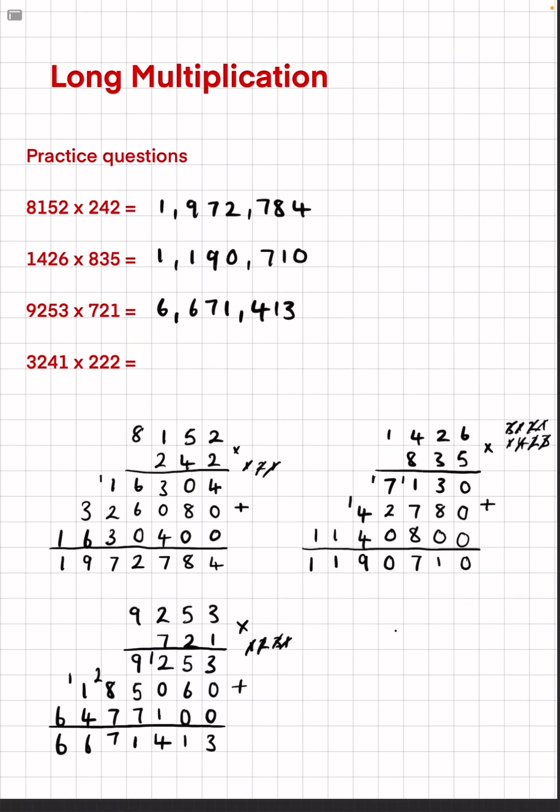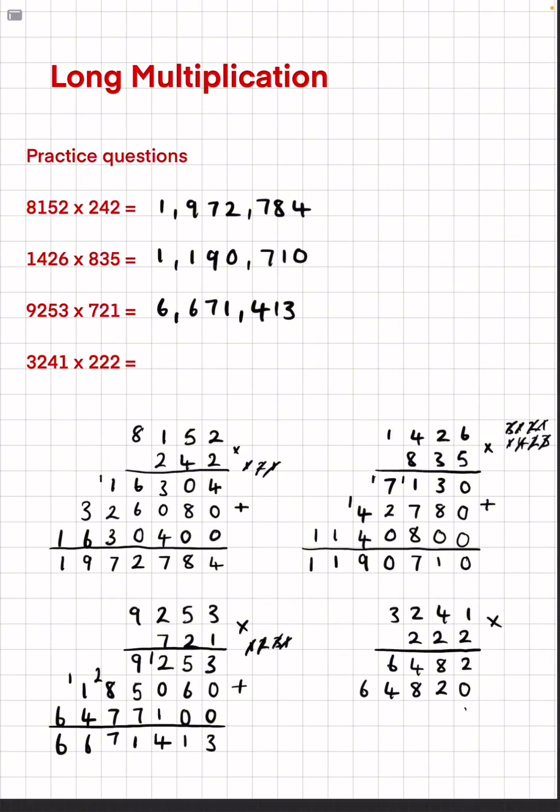The last calculation is 3,241 multiplied by 222. 2 times 1 is 2. 2 times 4 is 8, 2 times 2 is 4, 2 times 3 is 6. We're going to put the 0 here and do 2 times 1 is 2, 2 times 4 is 8, 2 times 2 is 4, 2 times 3 is 6.